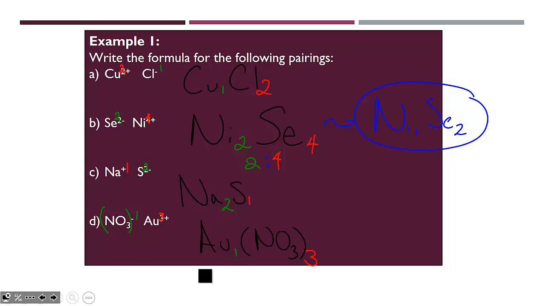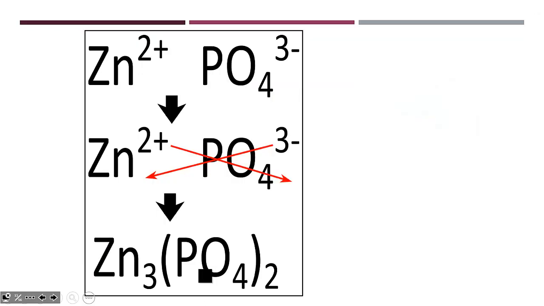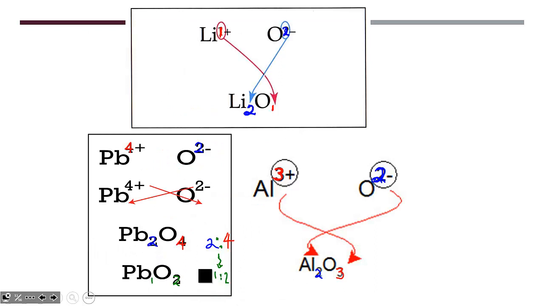To show that nitrate together is that group of 4 atoms, we put it in parentheses to say these 4 atoms together have a -1 charge, and it takes 3 of them to balance out 1 gold. And no matter what the polyatomic ion is, you'll always view it that way. A group of atoms, it took 2 phosphates to cancel out the charge of 3 zincs.